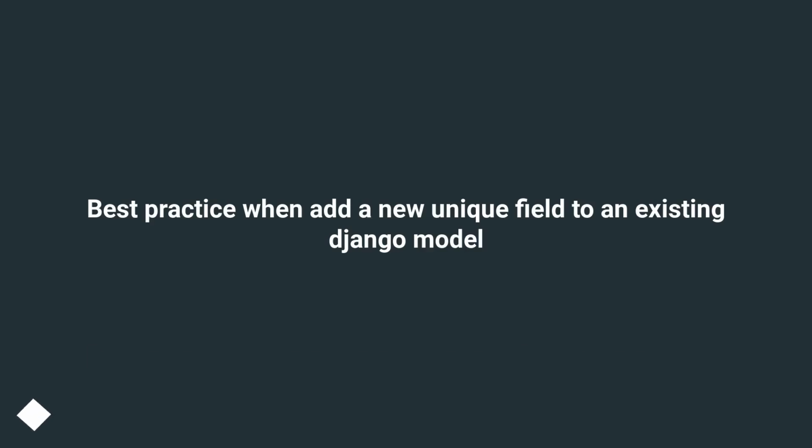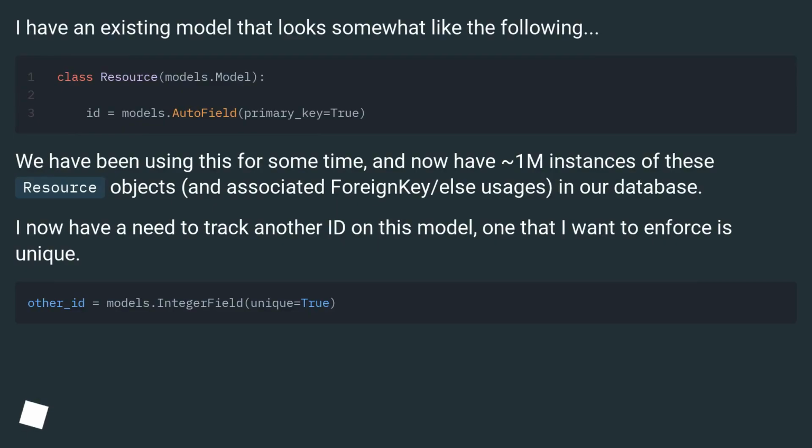Best practice when adding a new unique field to an existing Django model. I have an existing model that looks somewhat like the following. We have been using this for some time, and now have ~1 million instances of these resource objects, and associated foreign key/else usages, in our database. I now have a need to track another id on this model. One that I want to enforce is unique.